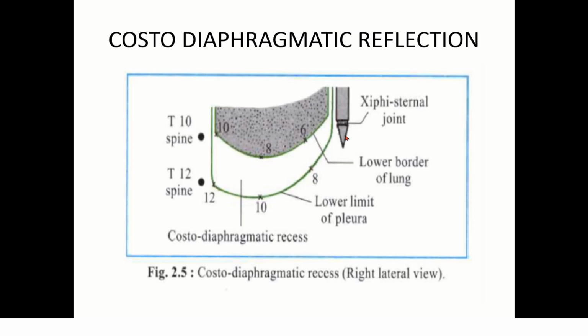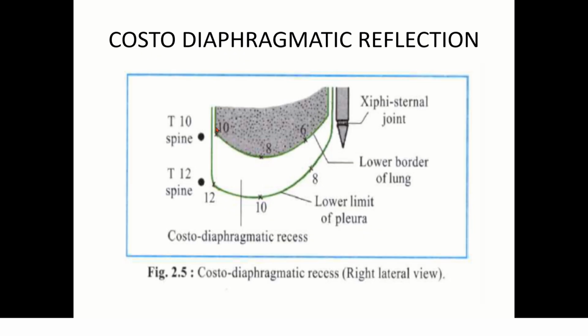costodiaphragmatic reflection, from the xiphisternal joint. This is on the right side. On the left side, this first point differs. This first point stands at the sixth costosternal joint. And the remaining points are the same. This is the costodiaphragmatic reflection.